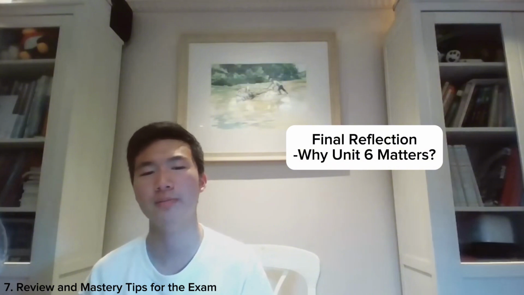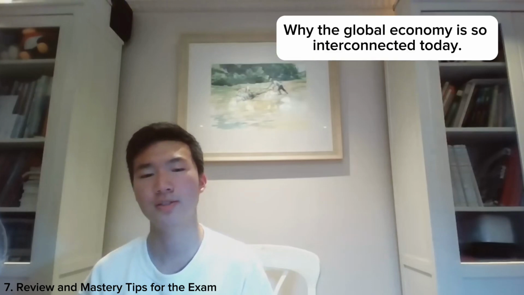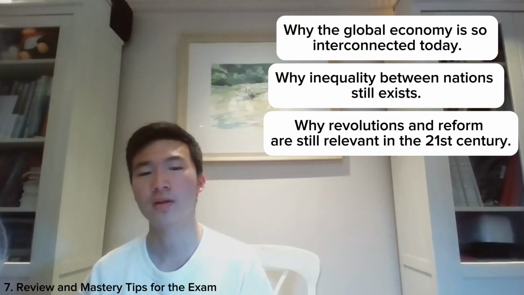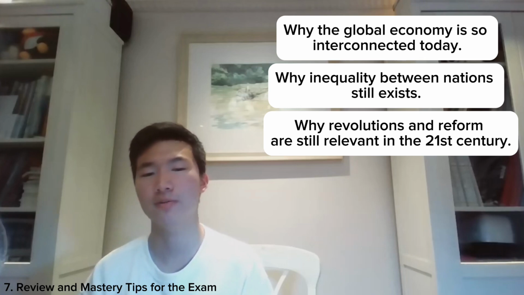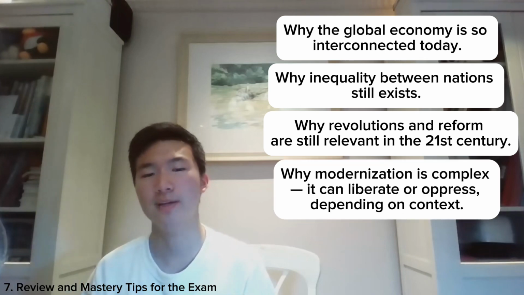Of course, every unit matters. But Unit 6 explains why the global economy is so connected today, why inequality between nations still exists, why revolutions are still relevant in the 21st century, and why modernization is complex. It can liberate or oppress, depending on context.